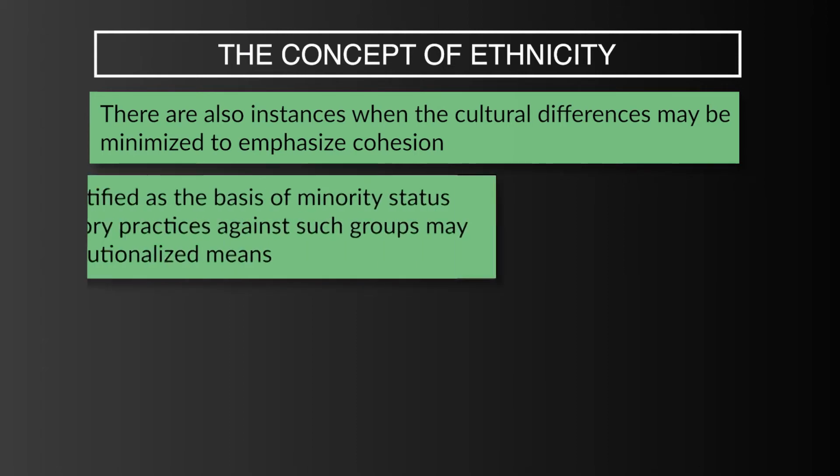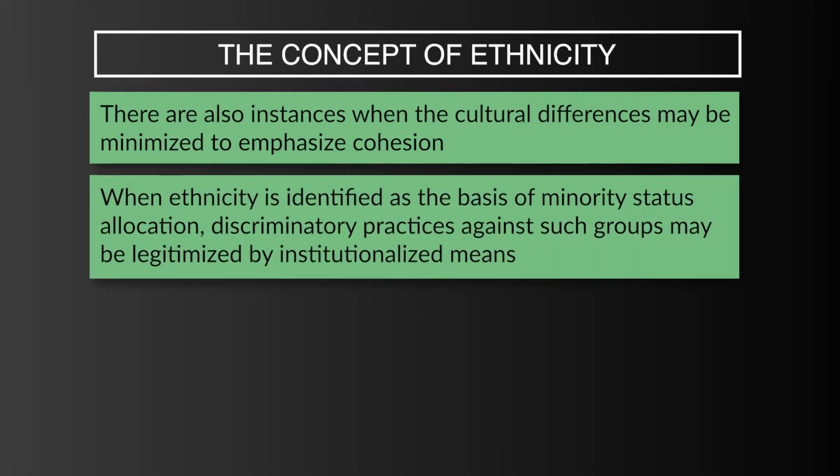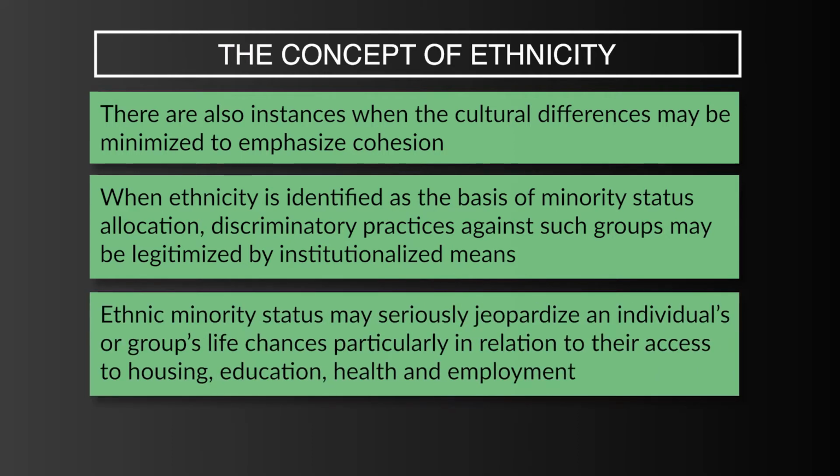Now, when ethnicity is identified on the basis of minority status, discriminatory practices against such groups may be legitimized by institutional means. For example, ethnic minorities may have difficulty in accessing education, health, employment, housing, etc. In other words, the group's life chances may be shaped by their ethnic locations.